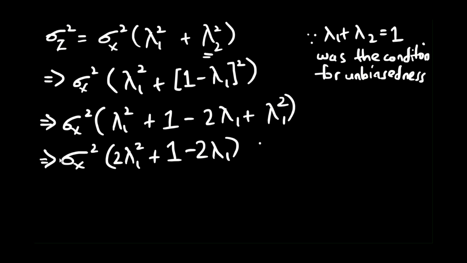And what we can do next is that in order to minimize the variance of z, we need to choose lambda 1 such that the variance of z is minimized, right? So in order to minimize this, we're going to differentiate this because that's what we do. We take the derivative. So that's what we're going to do next.